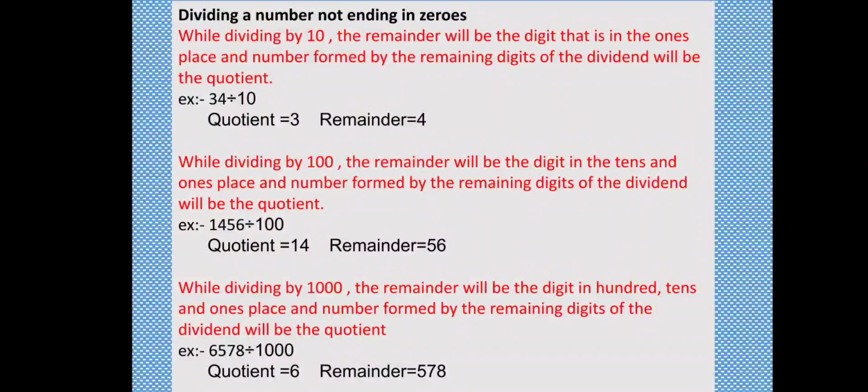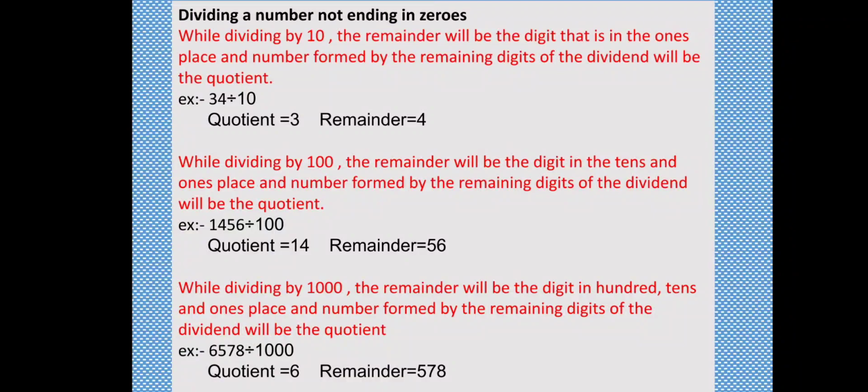Dividing a number not ending in zeros. In the previous topic, we divided numbers where both numbers had zeros. Here we are going to learn to divide a number not ending in zeros. While dividing by 10, the remainder will be the digit in the ones place, and the number formed by the remaining digits of the dividend will be the quotient.